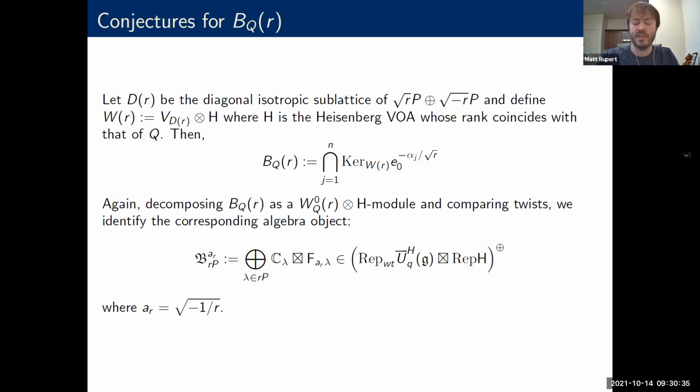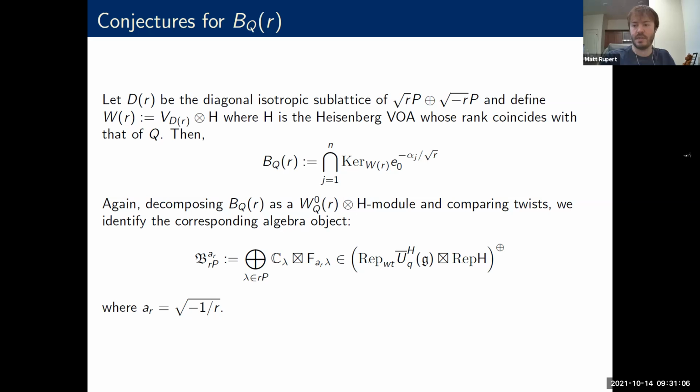And we can show that this VOA is a module over the tensor product of the singlet with the Heisenberg. We can decompose it as a module and compare twists again, and we find the corresponding algebra object. But this time the algebra object is not in the category of weight modules, it's in the Deligne product of the category of weight modules with some representation category of the Heisenberg VOA.